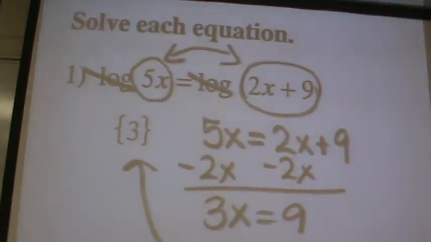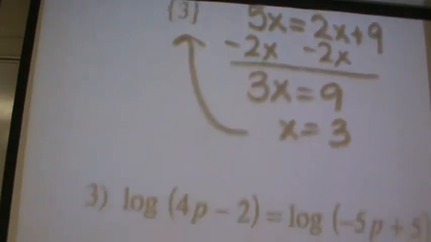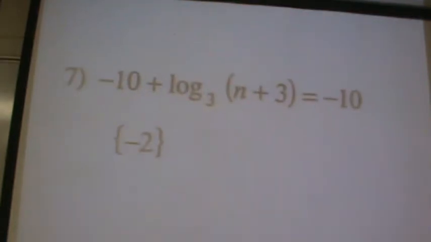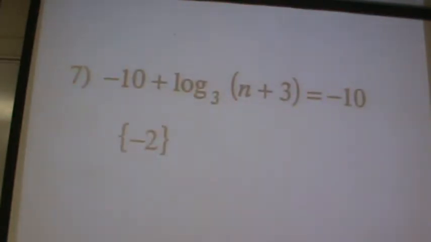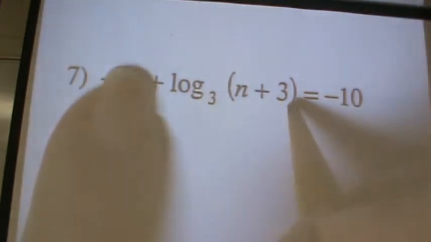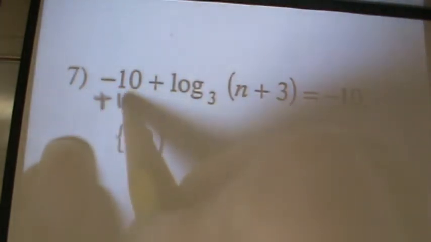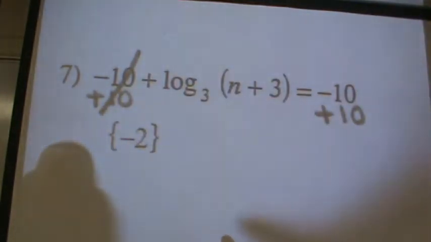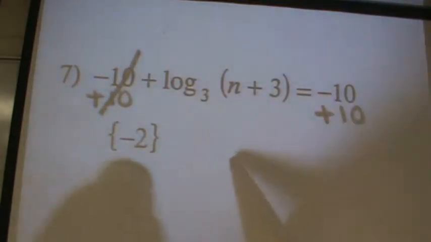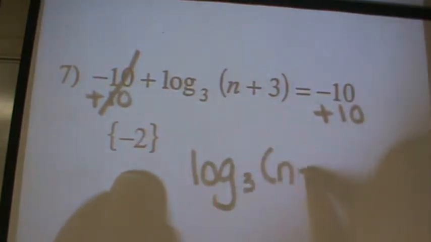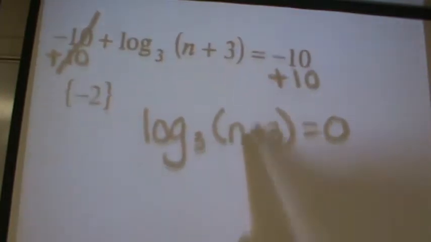Now go to number 7. What's your game plan on number 7? Add 10. Very good. You want to get this by itself. You're going to add 10. Can you tell me what negative 10 plus 10 is? 0. Just crosses off. It's 0. But we're not done with this problem. I want to know what n is.